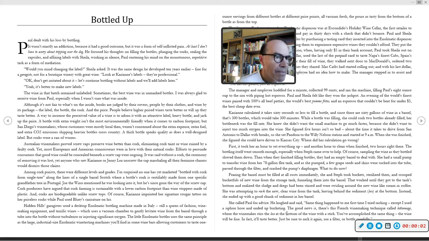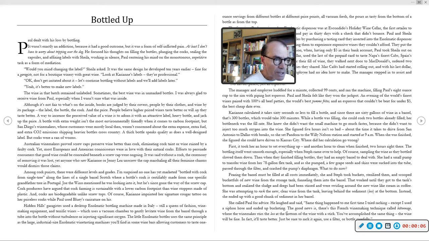Bottled up. Paul dealt with his loss by bottling. It wasn't exactly an addiction, because it had a good outcome, but it was a form of self-inflicted pain. "At least I don't have to worry about tripping over the dog." He focused his thoughts on filling the bottles, plunging the corks, sealing the capsules, and affixing labels with Sheila, working in silence, Paul centering his mind in the monotonous, repetitive task as a form of meditation.